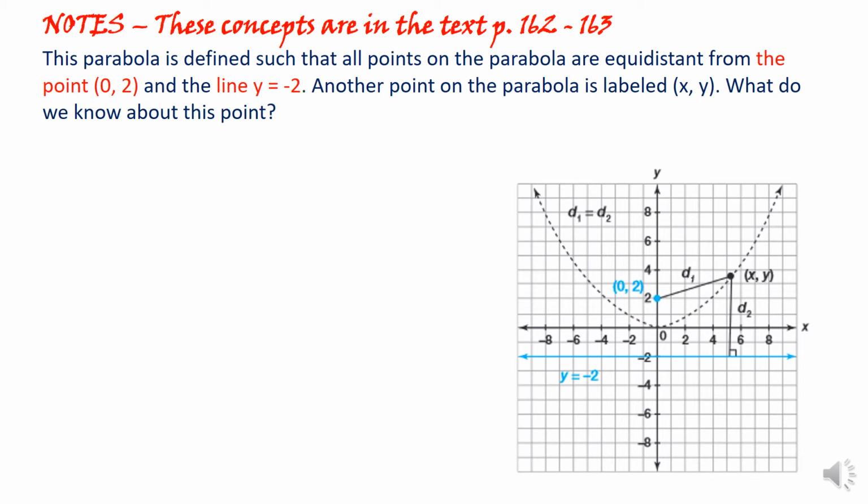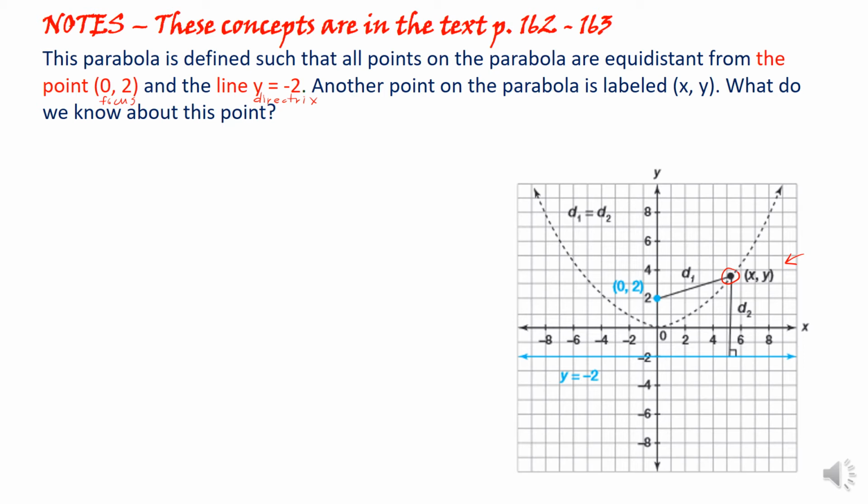This parabola is defined such that all the points on the parabola are equidistant from the point (0, 2). That means that is my focus. And the line y equals negative 2, that is my directrix. Another point on the parabola is labeled (x, y). So it's just a random point that they picked.